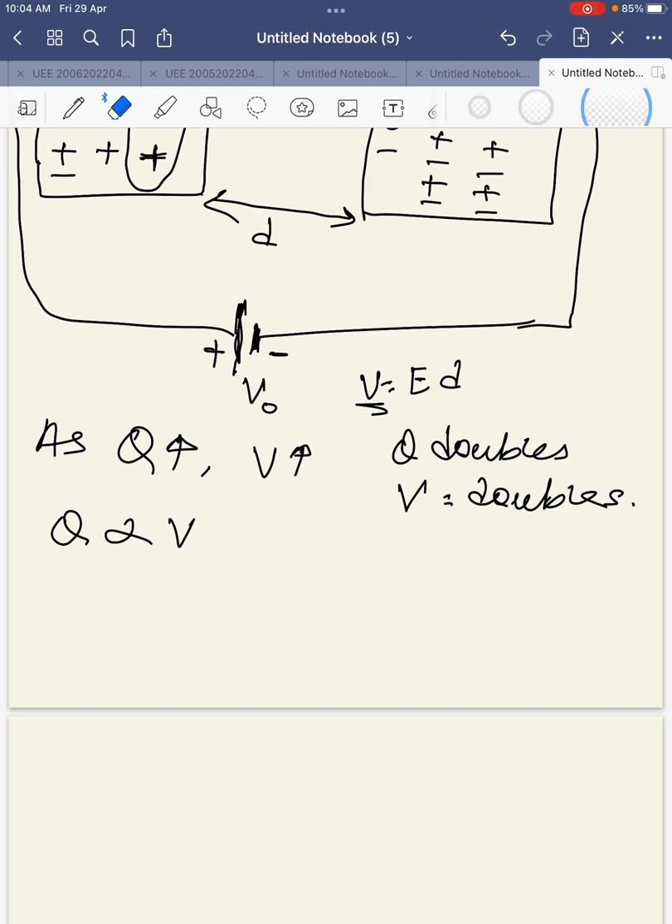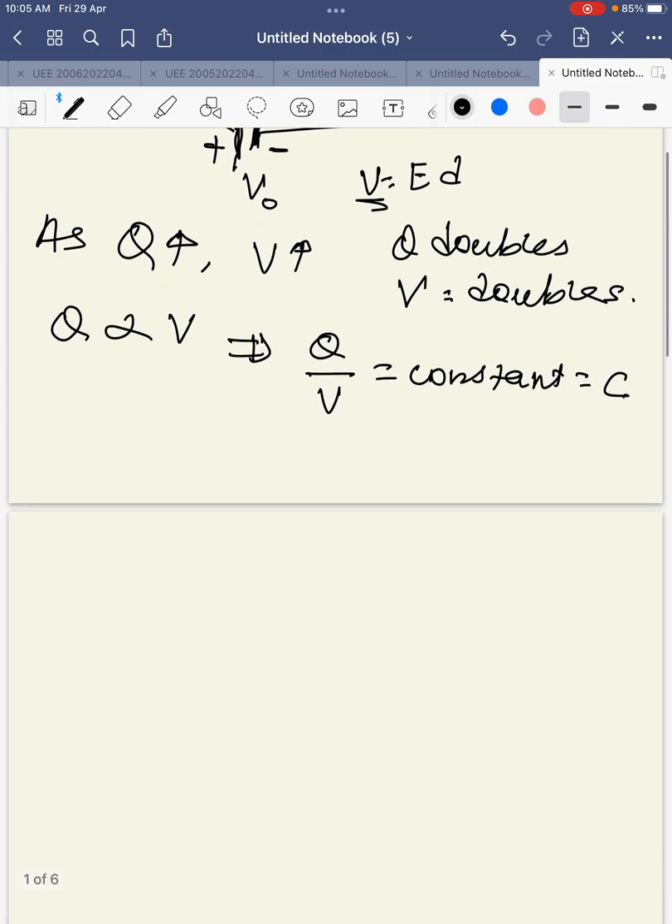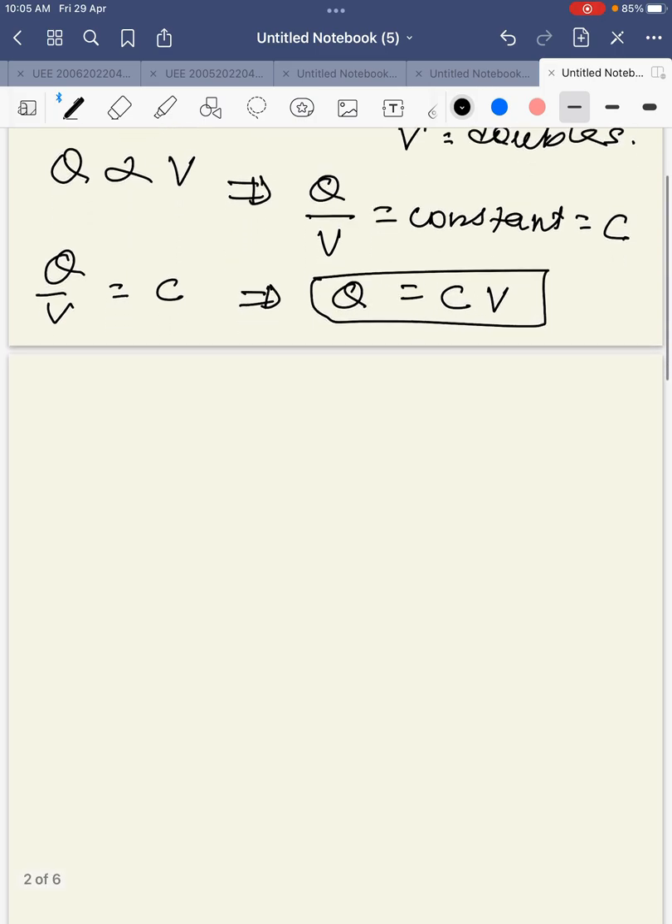Therefore, their ratio is constant. This implies charge over voltage is constant. This constant is denoted by C and called capacitance. Q over V is equal to C. This implies Q is equal to what? CV. Q is equal to CV. Charge and voltage have a linear relation. Let me give you a quick quiz to understand this.